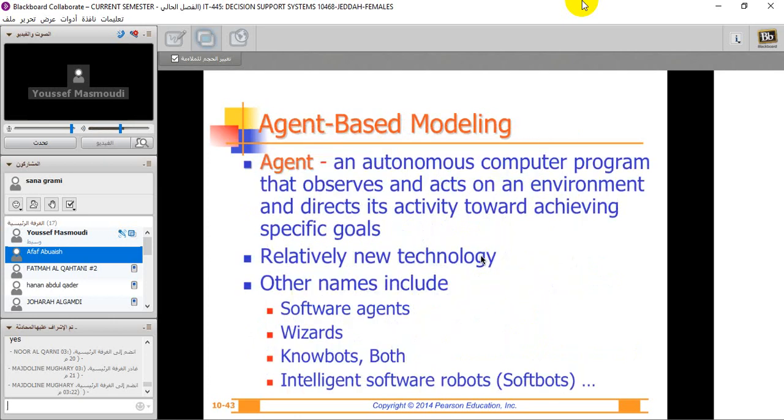The agent-based modeling, another process for the optimization. An agent is an autonomous computer program that observes and acts on an environment and directs its activity toward achieving specific goals. It is a relatively new technology. Other names include software agents, knowbots, bots, intelligent software robots, or softbots.